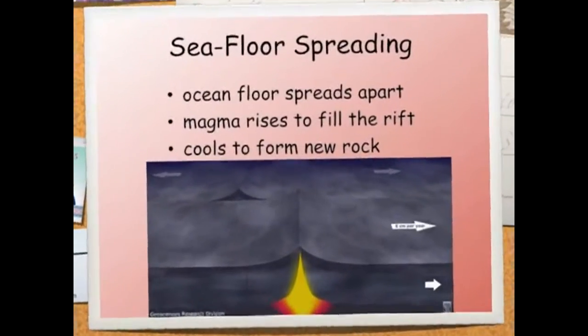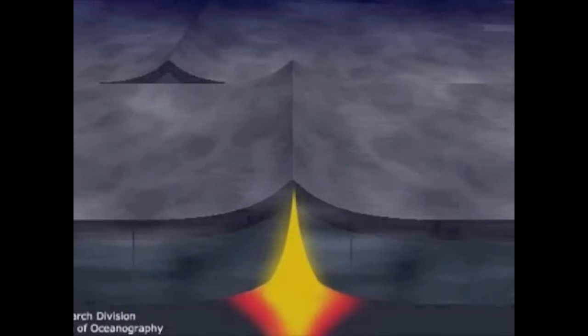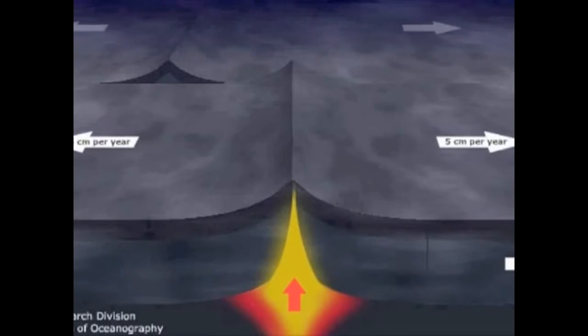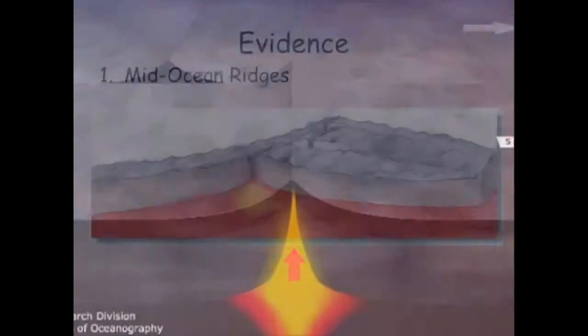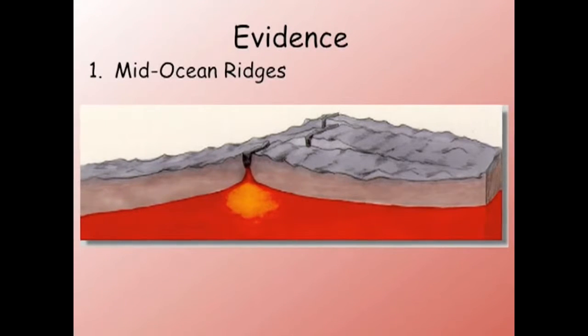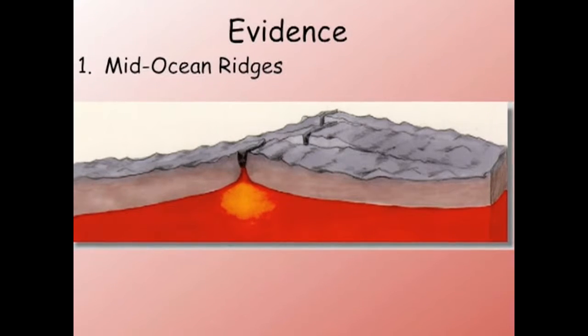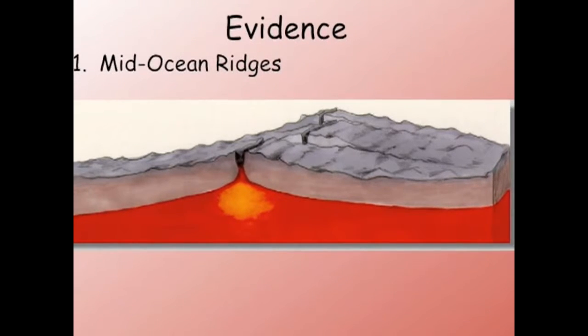Seafloor spreading happens when the ocean floor spreads apart. The empty spot is filled with rising magma, which then cools to form a new rock. Let's look at the evidence which supports seafloor spreading. Number 1, a mid-ocean ridge means that rocks closer to the ridge are younger, and the farther you get from the ridge, the older the rocks get.